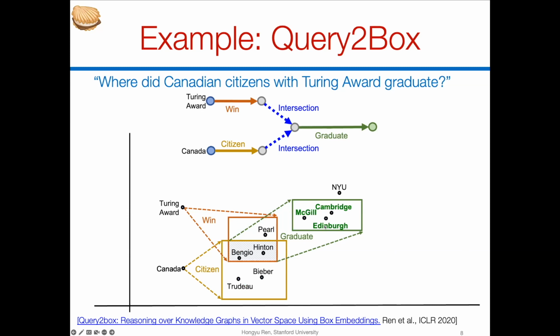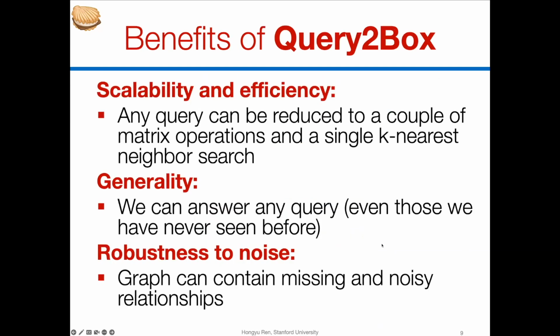And one thing I would like to highlight here is that we only do the decoding, like finding what are the entities inside the box, in the final step. Like we do not need to really decode the red box. Like we do not need to really find who are the Turing award winners. We just represent this set using a neural representation, which is this red box.